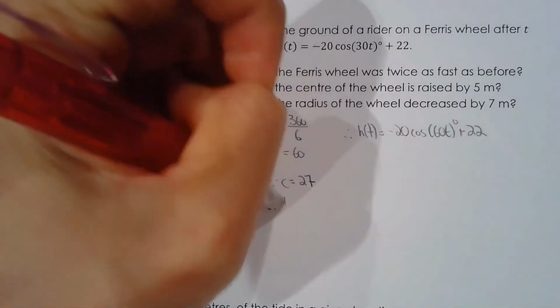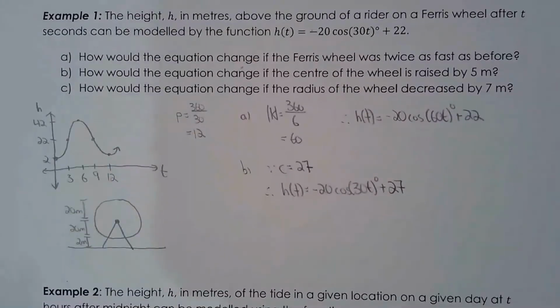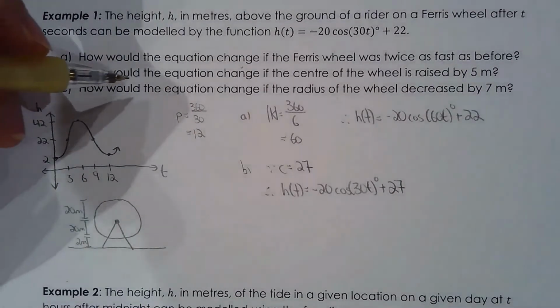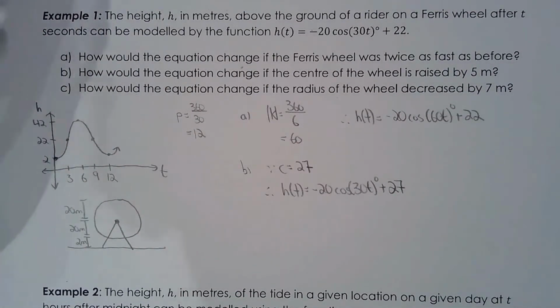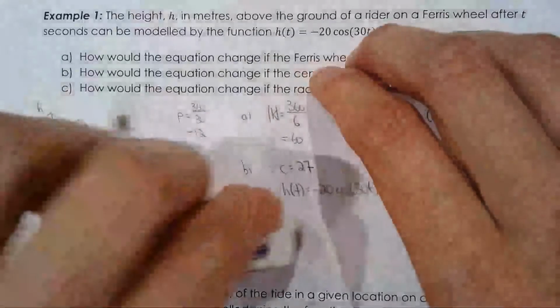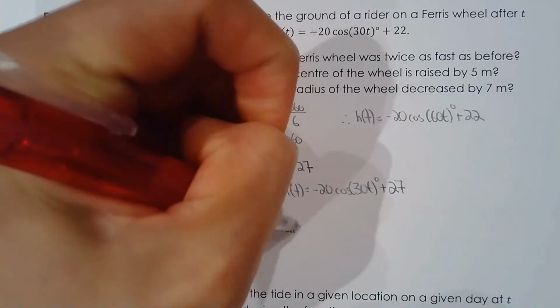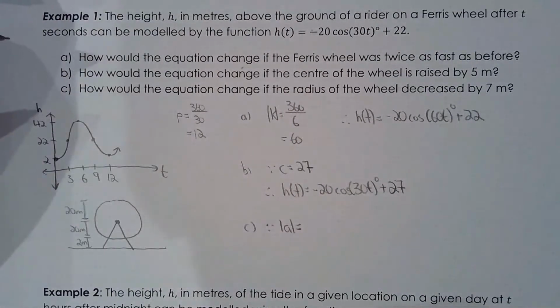27. Okay? And lastly, how would the equation change if the radius of the wheel decreased by 7 meters? Well, now the amplitude will no longer be 20, it'll be 20 minus 7, which is 13. So we're going to say the new equation is, whoops, it'll be minus 13 instead of minus 20.